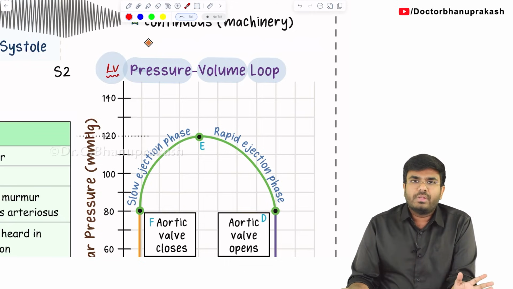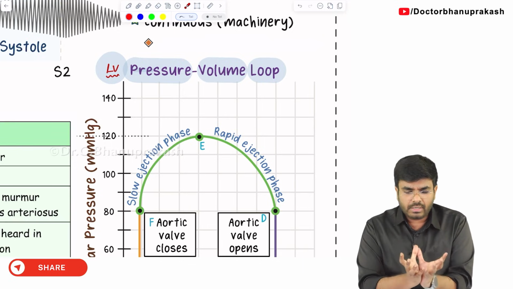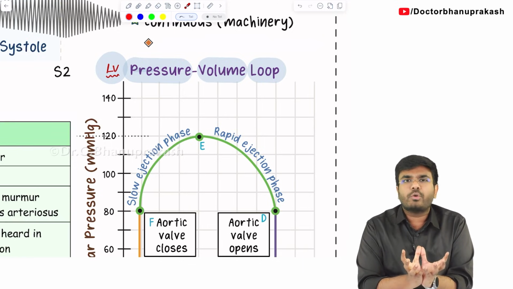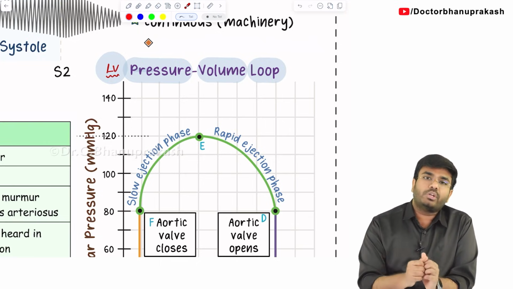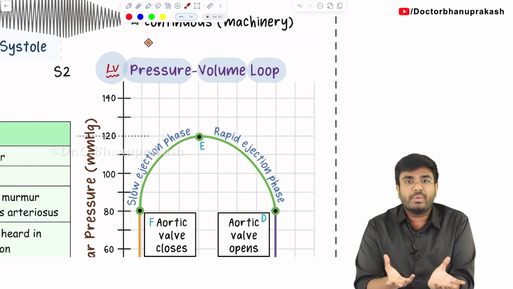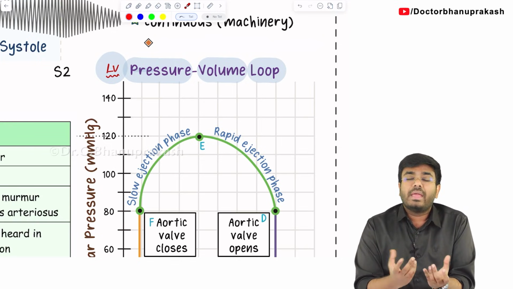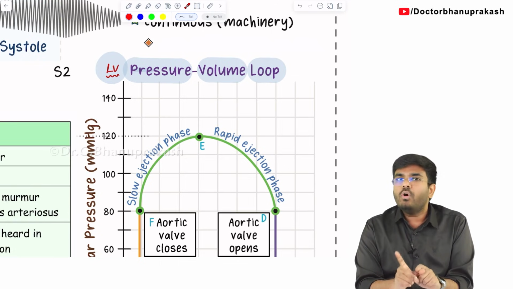Do you know any volume changes in the left ventricle? Yes. In the left ventricle, how much blood are we going to keep? 120 ml of blood. Out of this 120 ml, how much is going to be ejected into the aorta? 70 ml will be ejected into the aorta. How much is left over in the ventricle? 50 ml. So, end-diastolic volume is 120, stroke volume is 70 ml, end-systolic volume is 50 ml. So, you know some volume changes.